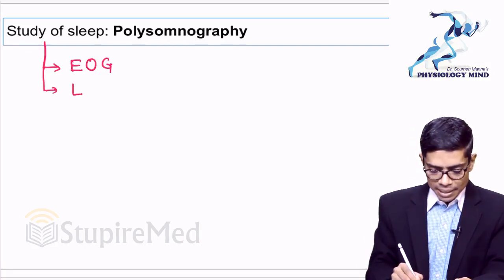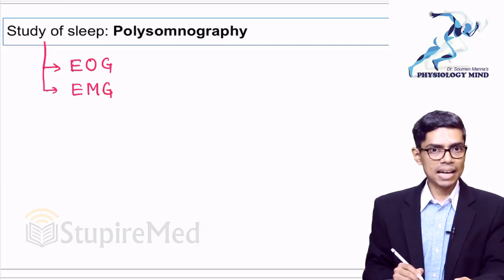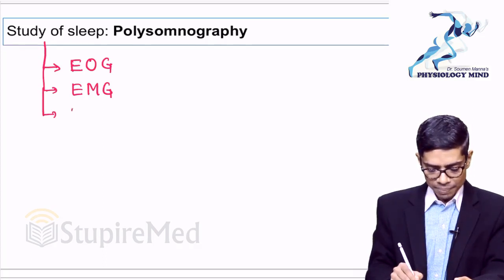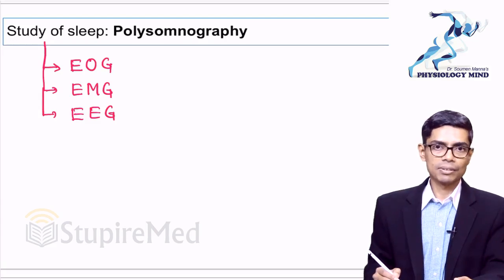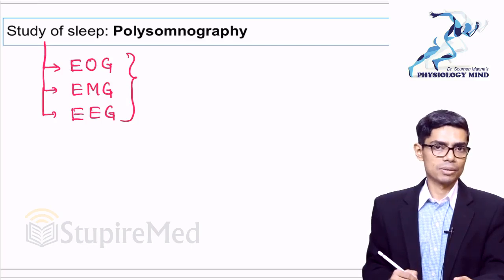Then EMG, electromyography, electrical activity from the motor units of muscles. And number 3 is EEG, that is electroencephalography. These are the 3 main recordings for polysomnography.